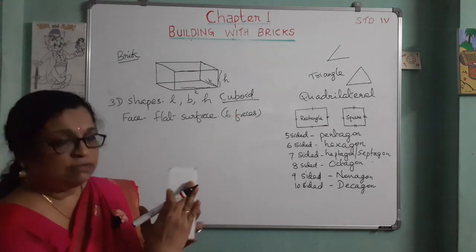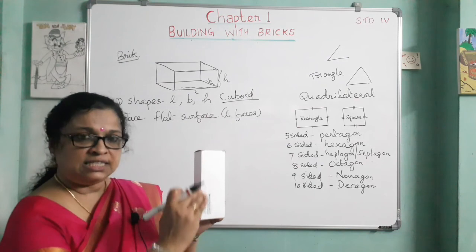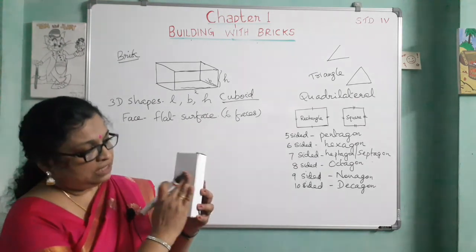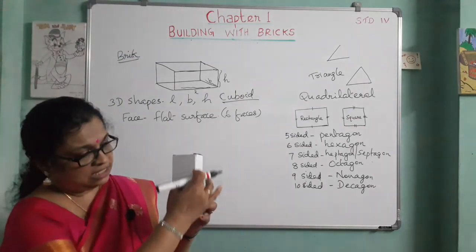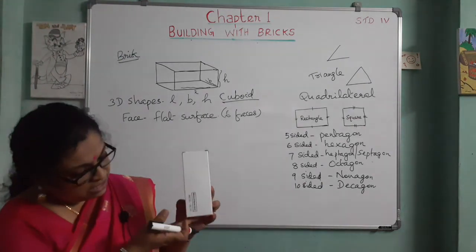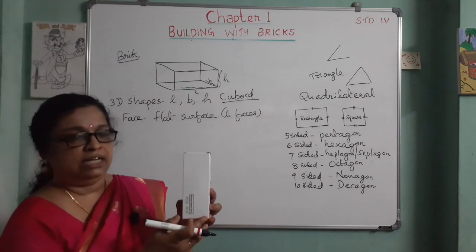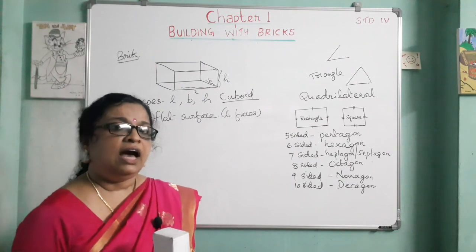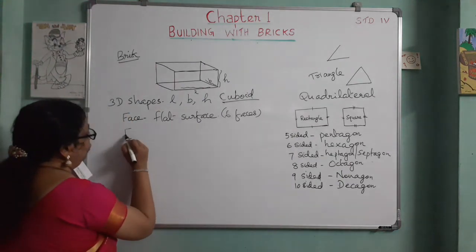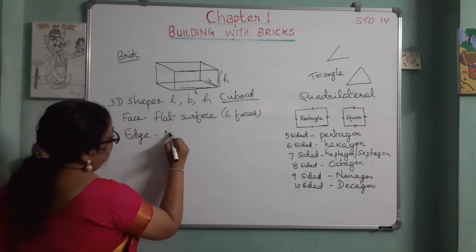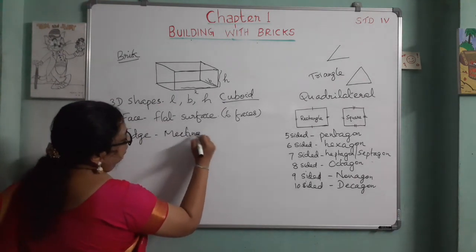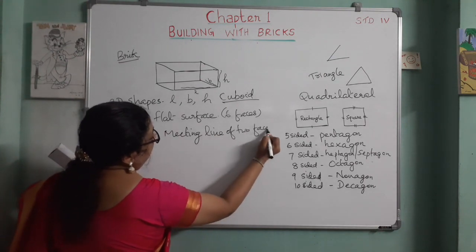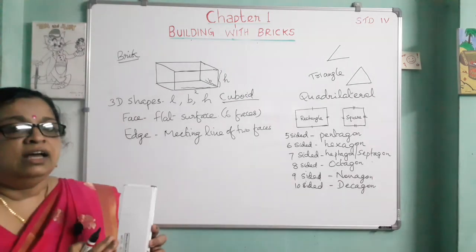Then next, this face and this face, the meeting line is this. That is, this meeting line is called an edge. This face and this face we take, this is the meeting line. And this face we take, this is the meeting line. So the meeting line of 2 faces is called an edge.